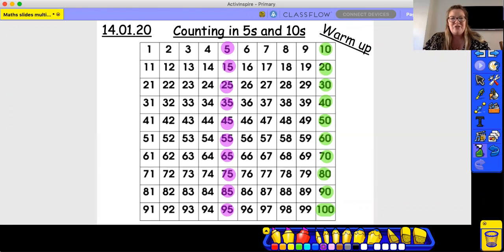Well done, Year 2. That was a brilliant job counting. You're going to need that this lesson, and it might even help you out with the extra challenge in the first task. So let's have a look at that now.